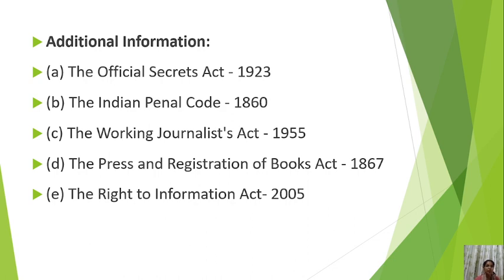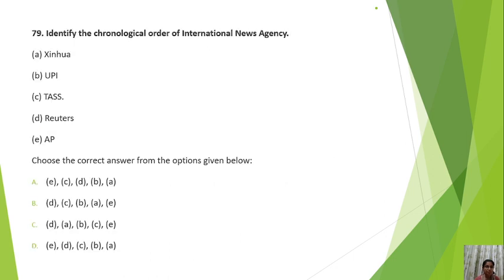Let me tell you the years of these acts. Official Secrets Act came in 1923, Indian Penal Code IPC 1860, Working Journalists Act in 1955, Press and Registration of Books Act 1867, and Right to Information Act 2005. Under the Press and Registration of Books Act, the name of the publisher, the editor, and the location from which the newspaper or book is published, it is mandatory to publish all these. Which act? The Press and Registration of Books Act.